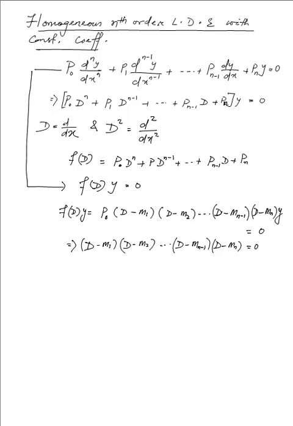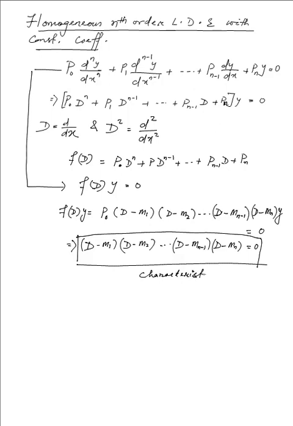So we have what we call the characteristic equation. This boxed term gives me the characteristic equation for the nth order differential equation, obviously a homogeneous equation, and we have the roots of the equation equal to m1, m2, through to m(n-1), followed by mn. These are the roots of the characteristic equation.